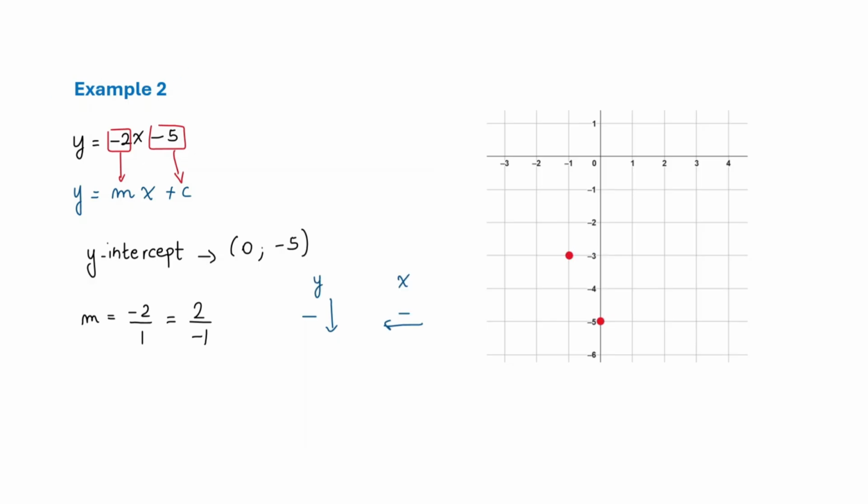Now we have 2 points, so we can draw the straight line through them. This is the graph of y is equal to negative 2x minus 5. A quick check, the gradient is negative, so the line should go down as we move from left to right. And it does, so the graph makes sense.